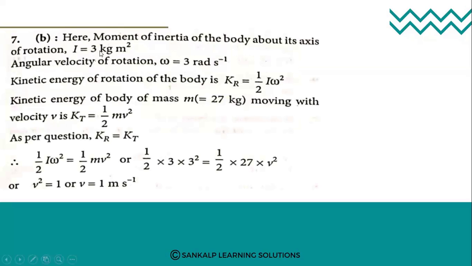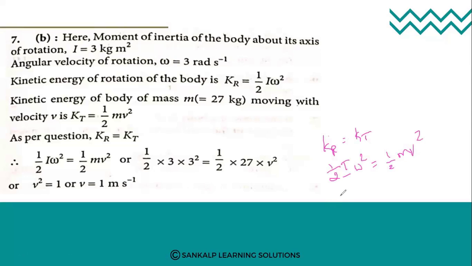So first write down the data here. The moment of inertia is 3 kg meter square. The angular velocity is 3 radian per second. The kinetic energy due to rotational motion is half I omega square. The mass is given as 27 kg in the second case. We need to calculate the value of the velocity v. The linear kinetic energy is half mv square. In the question they have given one point, students: the kinetic energy of the rotational motion is equal to the kinetic energy of the translational motion. So half I omega square is equal to half mv square, right?